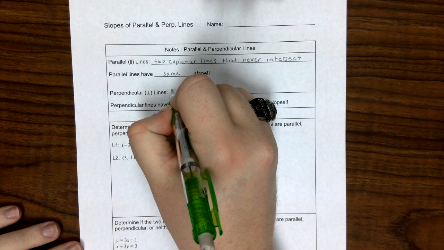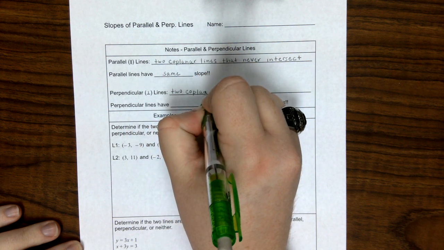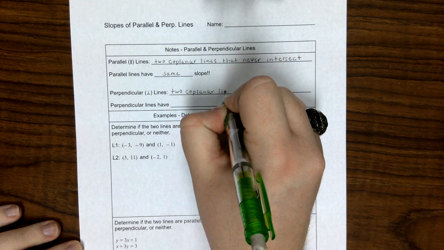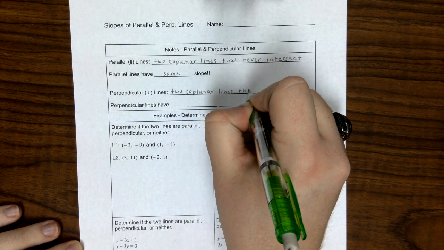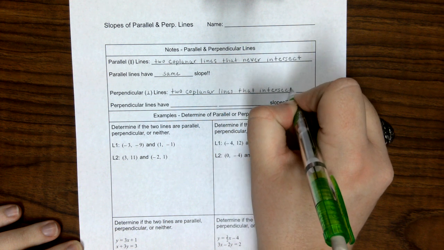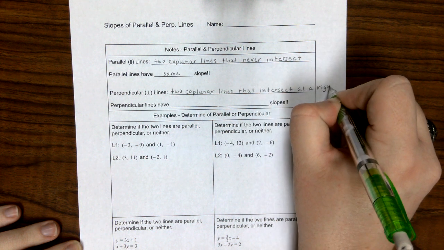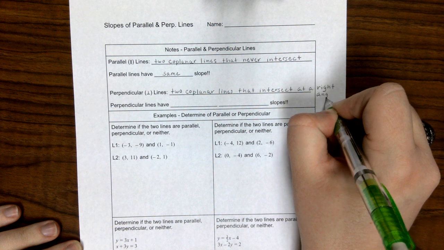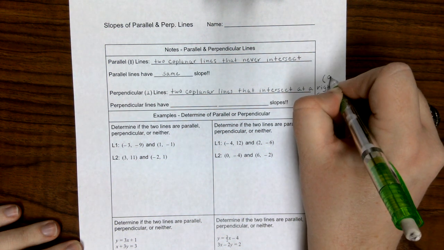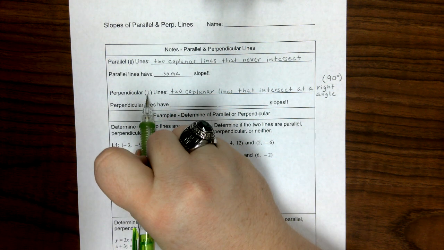Perpendicular lines are two coplanar lines that intersect at a right angle. And we know that a right angle is 90 degrees. And so when those two lines meet each other, they form 90-degree angles. And here's the symbol for perpendicular. It's kind of like an upside down T.